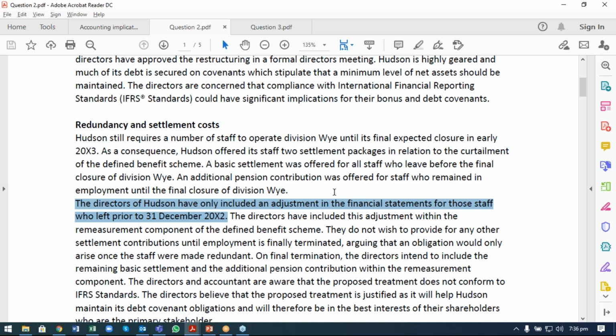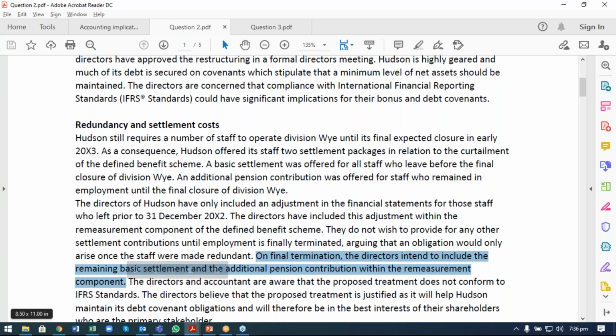The directors have included this adjustment, with the payment they have paid to those employees who left the organization, within the remeasurement component of the defined benefit scheme. They do not wish to provide any other settlement contribution until employment is finally terminated, arguing that an obligation would only arise once the staff were made redundant, right? On final termination, the directors intended to include the remaining basic settlement and additional pension contribution within the remeasurement component.